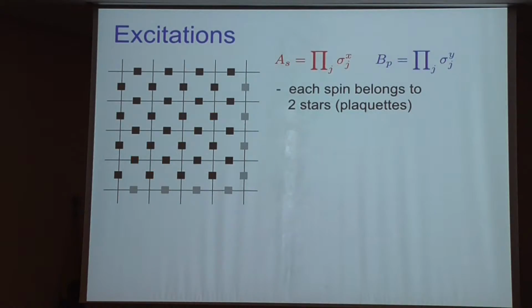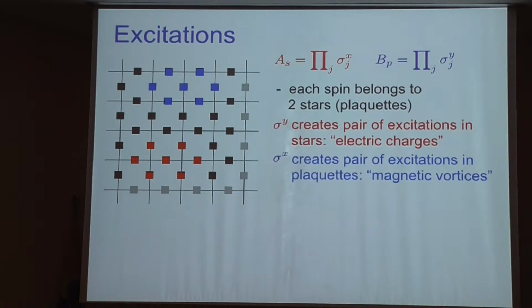Right? So, what about excitations in this toric code? You can of course see that each spin here either belongs to 2 stars or 2 brackets. So if you apply a sigma y, for example, on one of these spins, then it creates 2 excitations in its adjacent stars. These are what I'm calling electric charges. And similarly, applying sigma x here would generate 2 excitations in adjacent brackets. If the others are called charges, then these are called magnetic vortices.